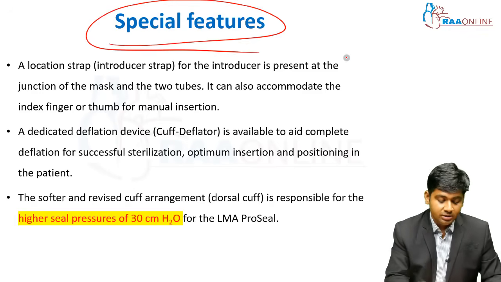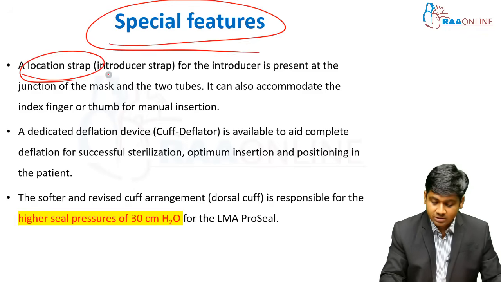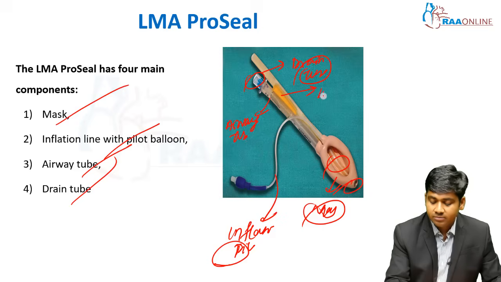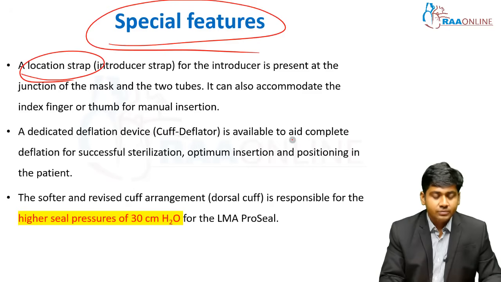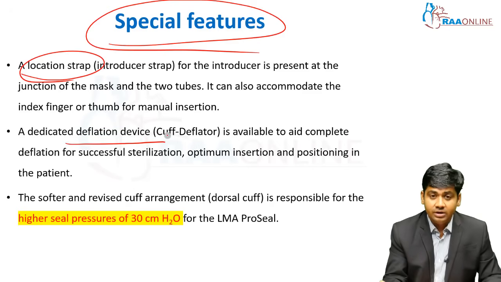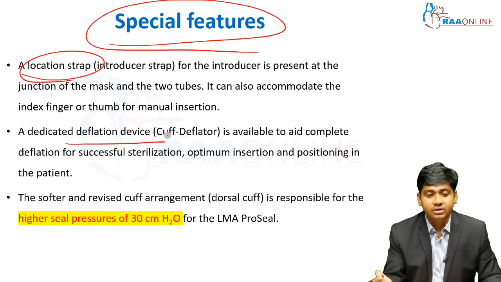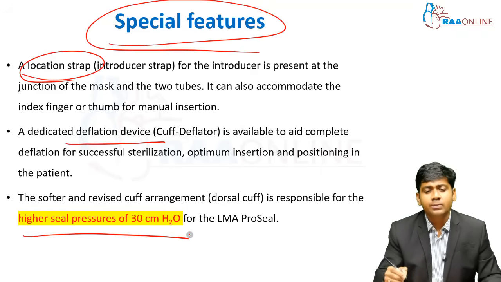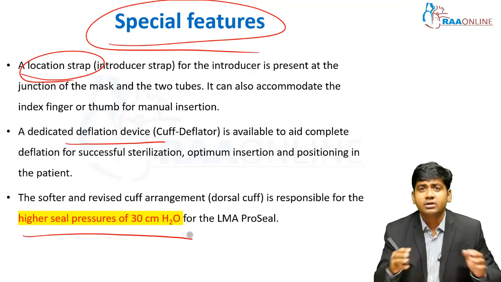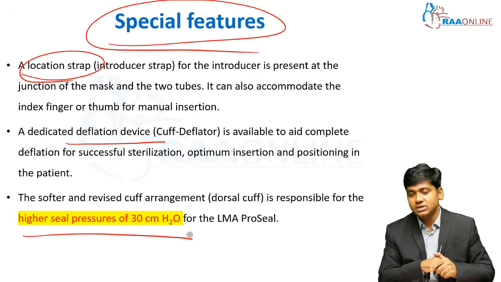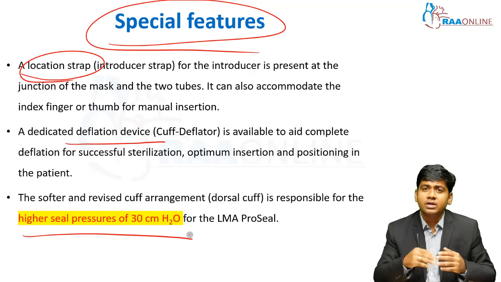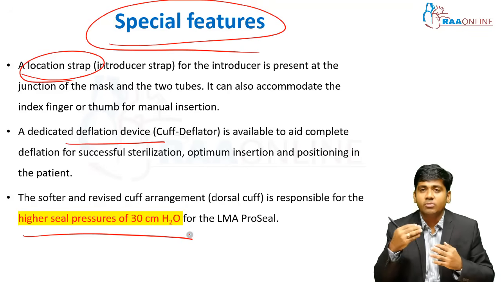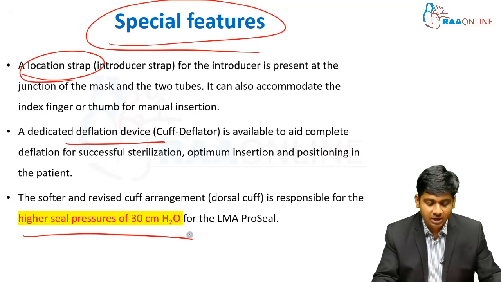Special features of the LMA: a rotation strap or introducer strap is present. So here you can see this introducer strap. By putting our index finger, we can change the direction. A cuff deflator is available, so we can easily deflate the cuff. Because it produces a higher seal pressure, we can use this ProSeal LMA in laparoscopic surgery, in pregnant females, and in obesity, where a higher intrathoracic pressure or higher airway pressure is used.